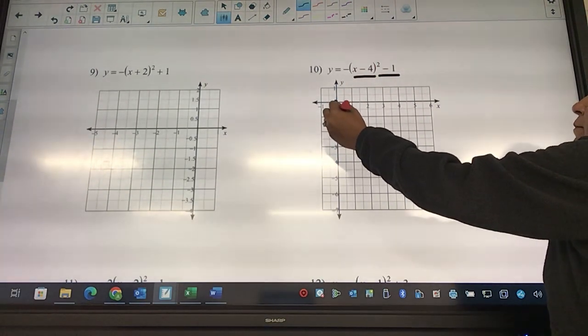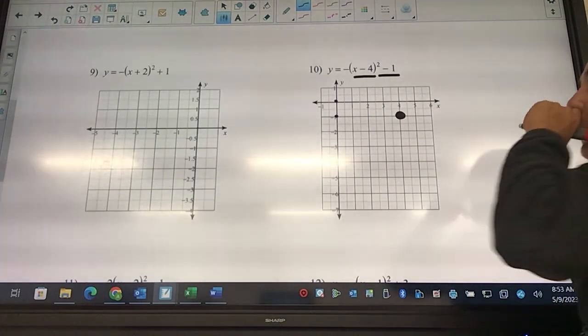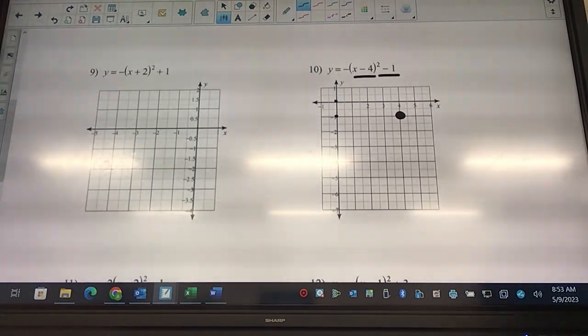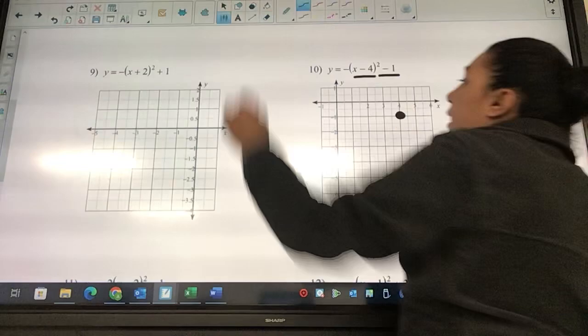Be more specific. To the right. All right, 4. Why can we not say over? Because then you can also do it like that. Yes. Okay, so right there's our vertex. Now, is there a number up front? No, but there is a negative.